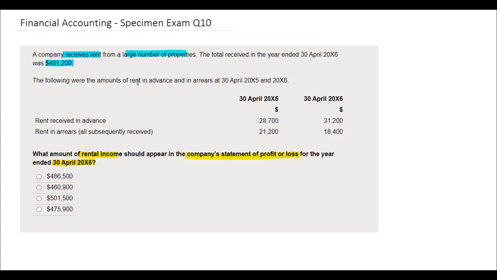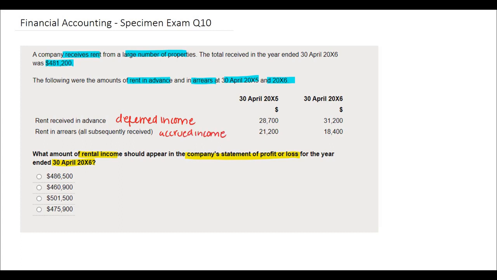You're also presented with information about the rent received in advance and in arrears for 30th of April X5 and X6. Be aware that the rent received in advance is often referred to as deferred income. This is simply amounts that have been received for a particular year but actually relate to the following year, hence they need to be deferred. Rent in arrears is often referred to as accrued income. This is income that is outstanding at the end of a particular year.